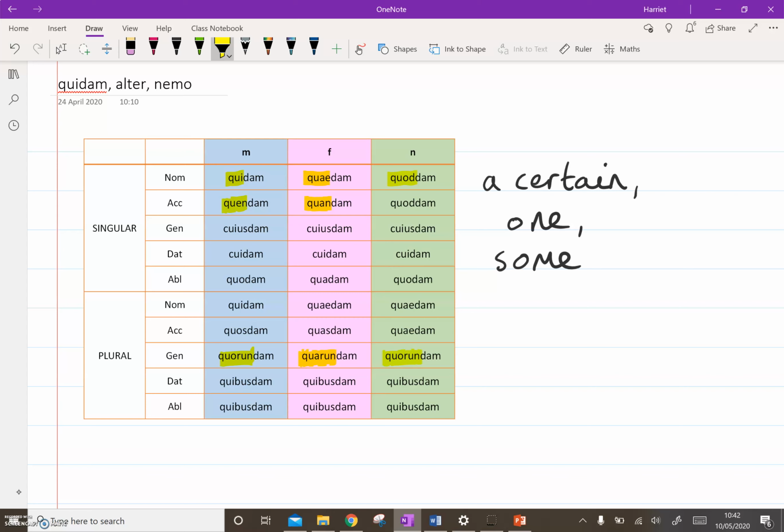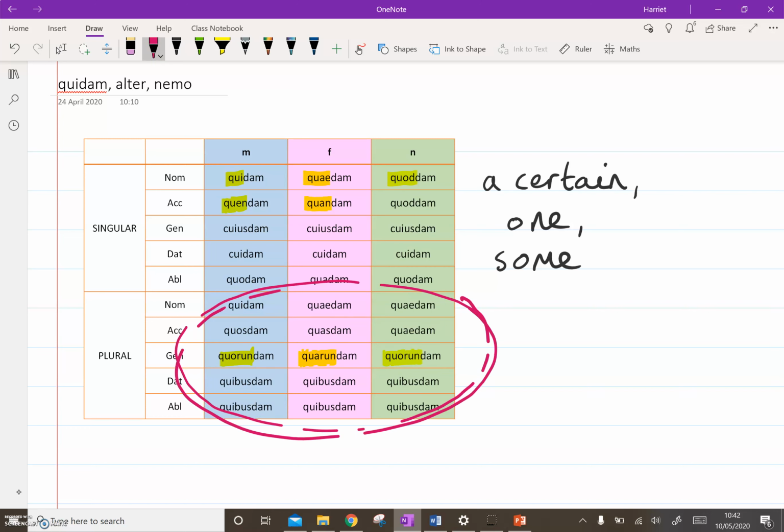You've also got similarities with idem, because remember, idem was just the pronoun is, ea, id, with dem stuck on the end. And the nice thing about this word is obviously you see the dam at the end straight away, you know it must be this pronoun. It's going to be translated as a certain, one, or some. If it's plural, translate it as some. So all these ones down here, sorry about my pen, are translated as some. The singulars, therefore, can be translated as either a certain or one.